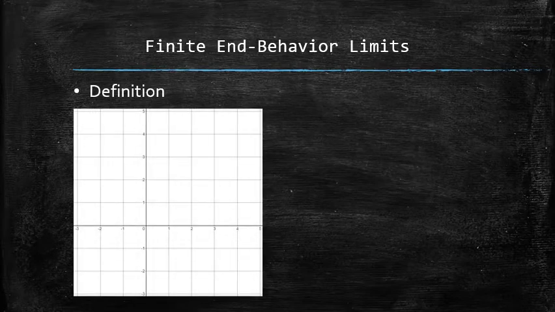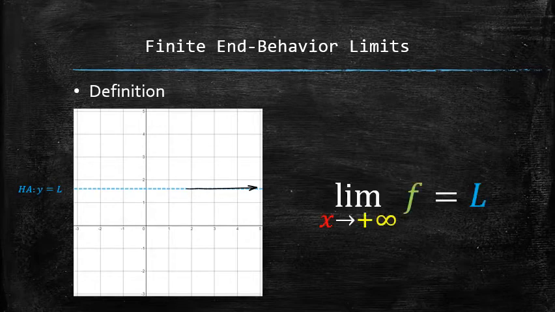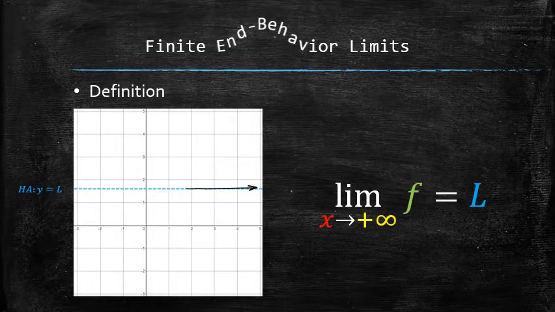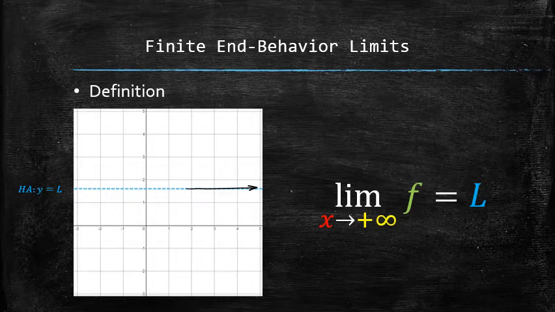We associate the following behavior resulting in a horizontal asymptote y equals L on the right side with the following limit statement called a finite or asymptotic end behavior limit. Note that we do not suggest that the graph must approach the asymptote in any particular way. It can approach it from above or below.